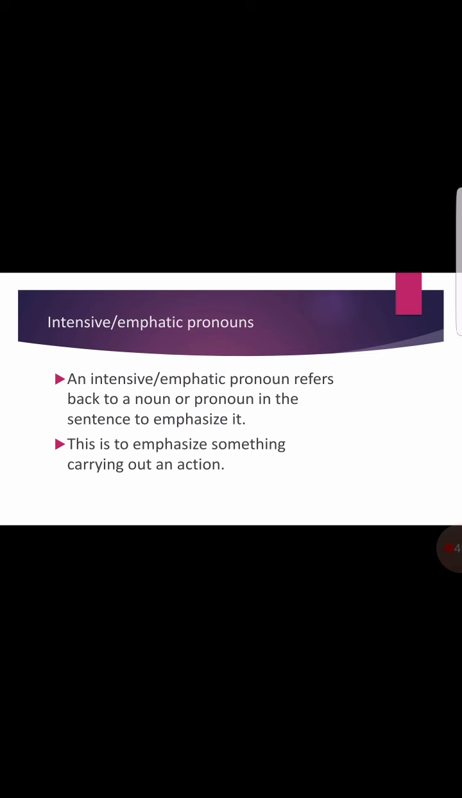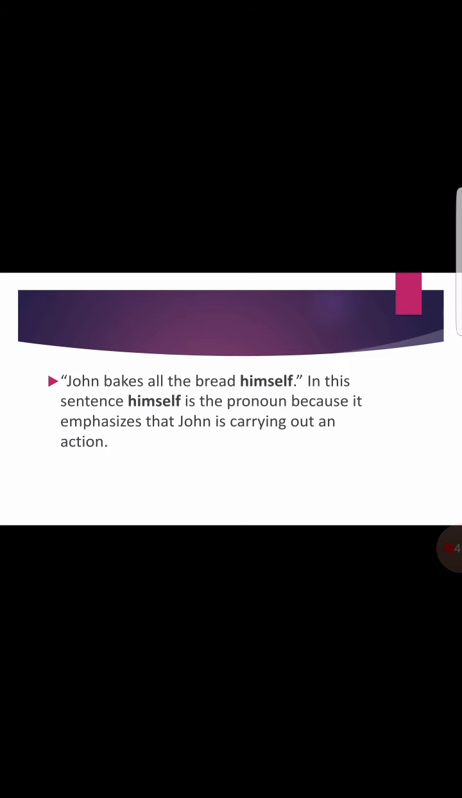Intensive or emphatic pronouns. Intensive or emphatic pronouns refer back to a noun or a pronoun in a sentence to emphasize it. This is to emphasize something, carrying out an action. Now let's see the example. John bakes all the bread himself. In this sentence, himself is the pronoun because it emphasizes that John is carrying out an action.